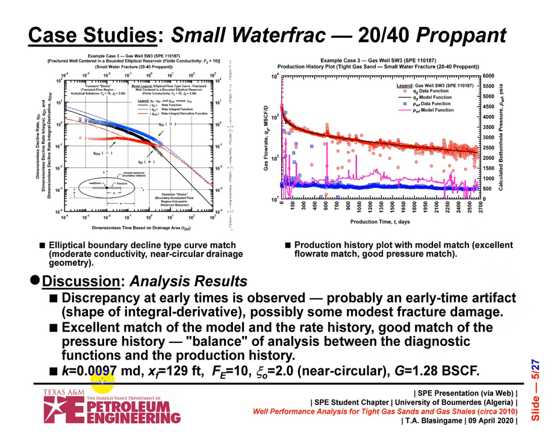The permeability is quite low. It was 0.0097 millidarcies. Fracture half length is about 129 feet. The eccentricity is 2, so it was sort of near circular. And then the gas in place that we calculated for this well was approximately 1.3 BCF. So this would have been a modest well, sort of a low recovery well.